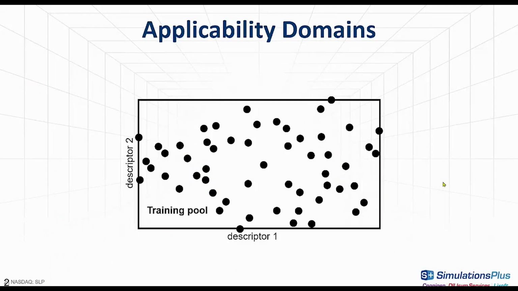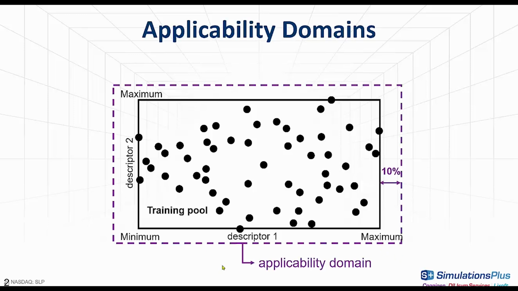Okay, now let's look at an image of the applicability domain for the model. So every model has what we call an applicability domain, and it's based on the minimum and maximum value of each one of the descriptors in the data set. In this example, we're looking at a very simple model with descriptor 1 and descriptor 2, and we're looking at only the training set molecules. For each one of the descriptor values, we know what the minimum and maximum value is for each one of the molecules in the training pool. We then add a 10% border around that. So we give it a little bit of leeway.